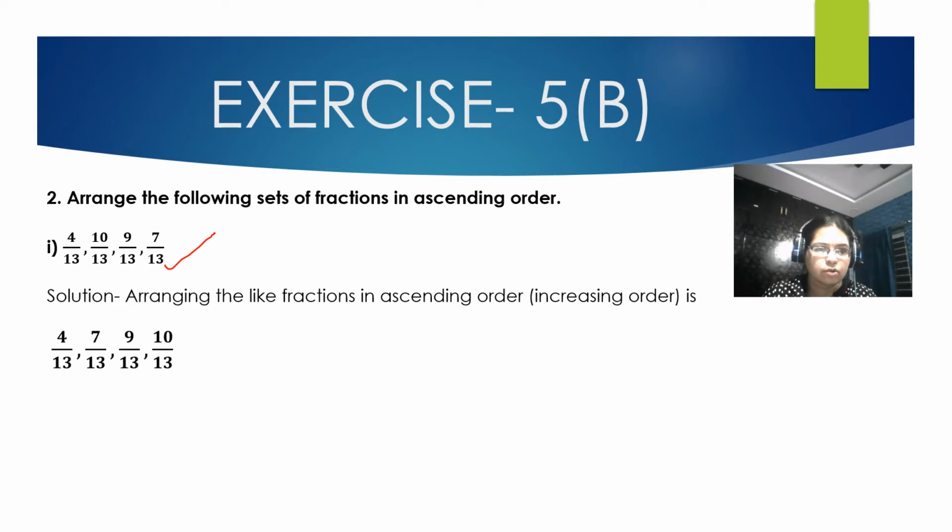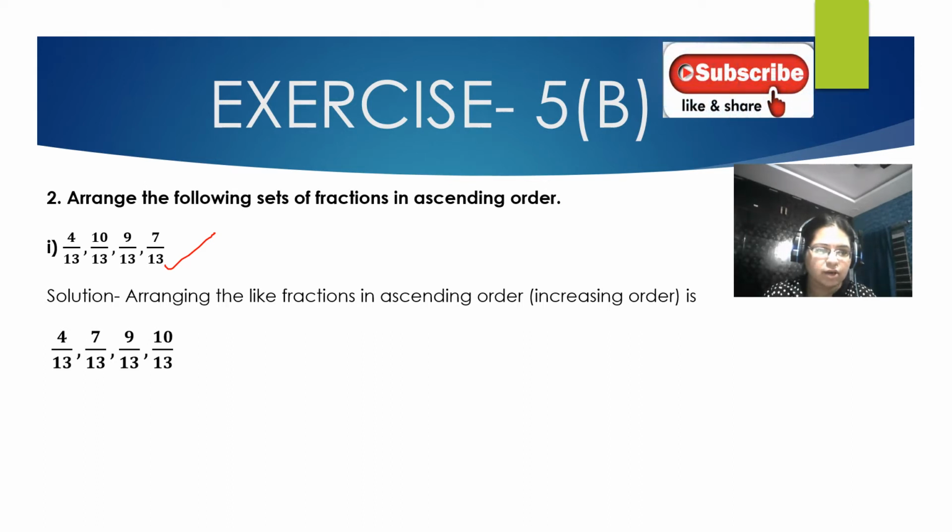We know when comparing fractions having same denominators, that is the like fractions, just look at the numerator, and the smaller the numerator of the fraction is always less than the bigger numerator of the fraction. So here all are like fractions.